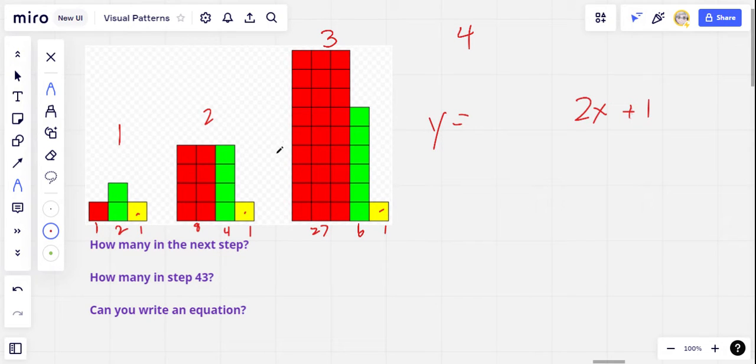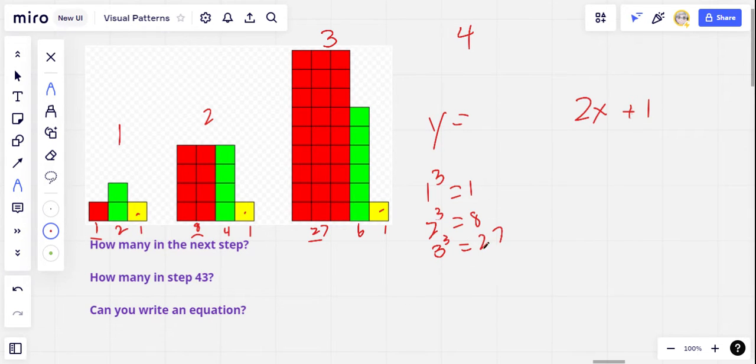What is going on with the red chunk? I've got 1, and then I've got 8, and then I've got 27. I think to get this is hard. I think to get this, you have to recognize these numbers as perfect cubes. So 1 cubed is 1, 2 cubed is 8, and 3 cubed, 3 times 3 times 3, is 27. So that seems to be what's going on here.